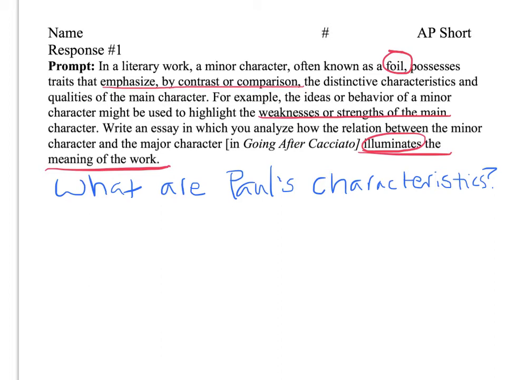Even though the prompt asks you about foil characters, they really want to know how the foil character makes the main character more vivid. And so we want to start off thinking about our main character because that's going to be the easiest thing to do.